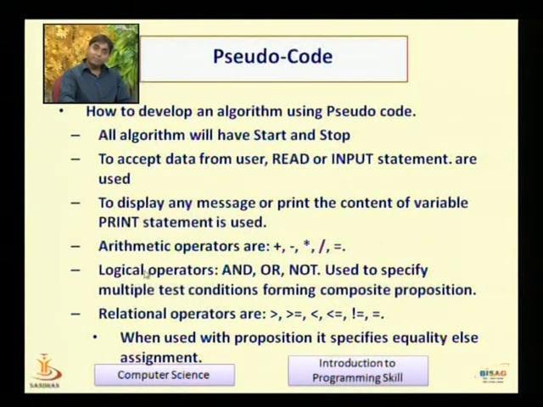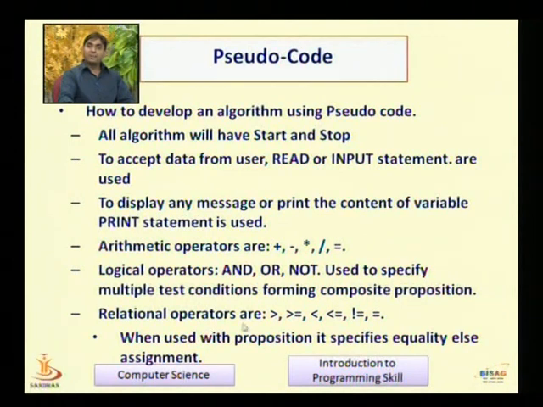Any mathematical operation happening uses plus, minus, multiplication, division and equal to. These are the different operations used for mathematical arithmetic operations. Logical operations and, or and not can be used to test multiple conditions, as a composition of propositions.